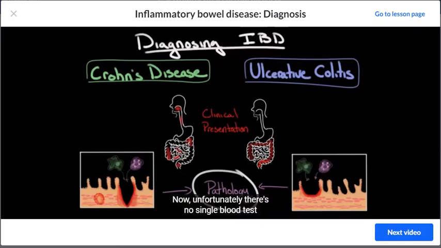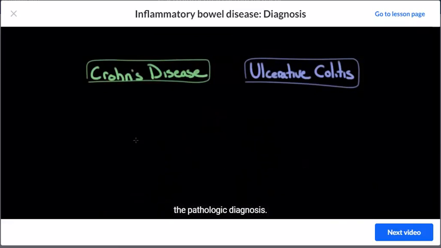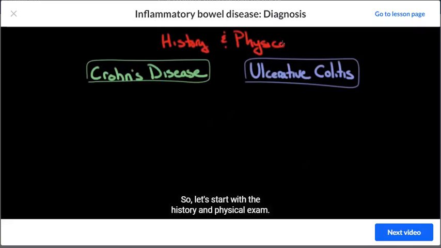Now, unfortunately, there's no single blood test or physical exam maneuver that can diagnose either of the types of inflammatory bowel disease. Instead, the diagnosis is made through a process that includes the clinical presentation, certain laboratory findings, radiographic findings, and then finally the pathologic diagnosis. So let's start with the history and physical exam.